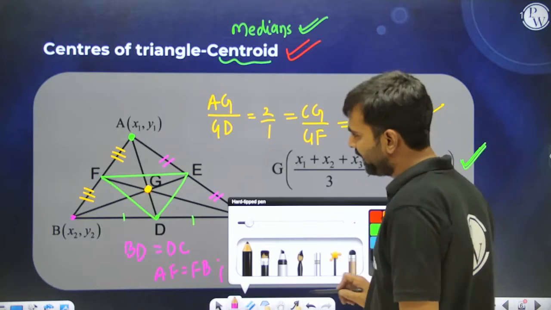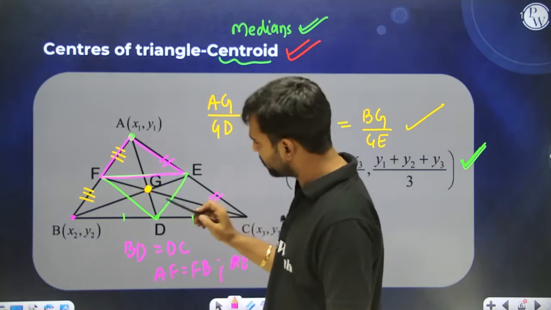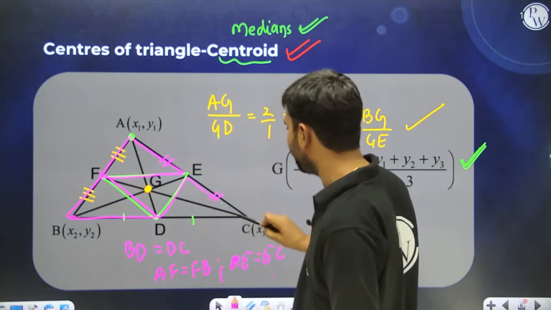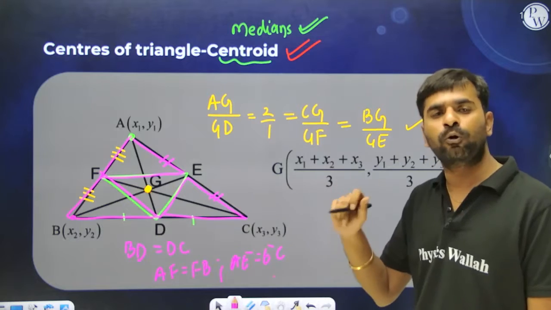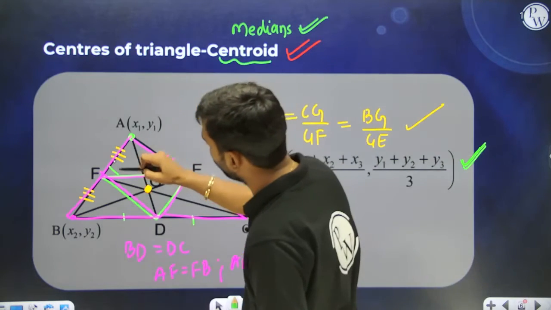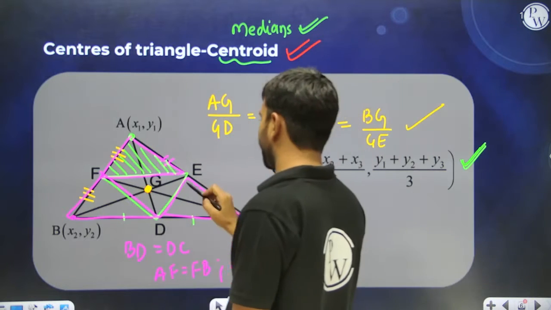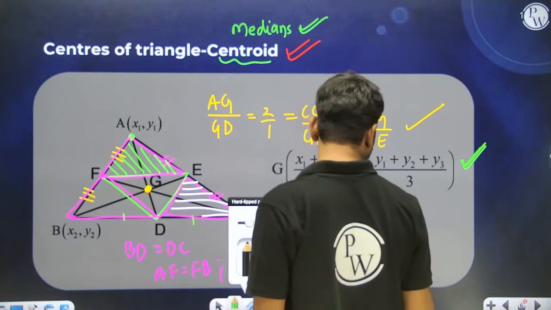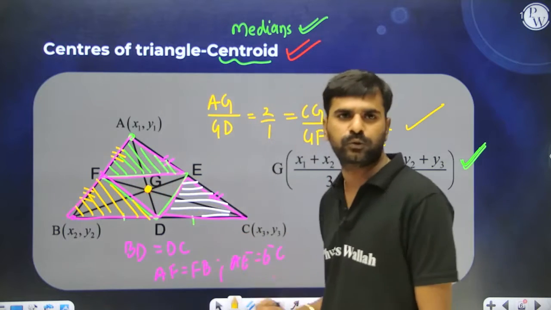Also, one property is that the triangle AFE, I hope you can observe it over here, this triangle FBD, this triangle DEC, and this triangle FED. These are four triangles of equal areas. So you must remember this as well. Yes, so these four triangles are triangles with equal areas.